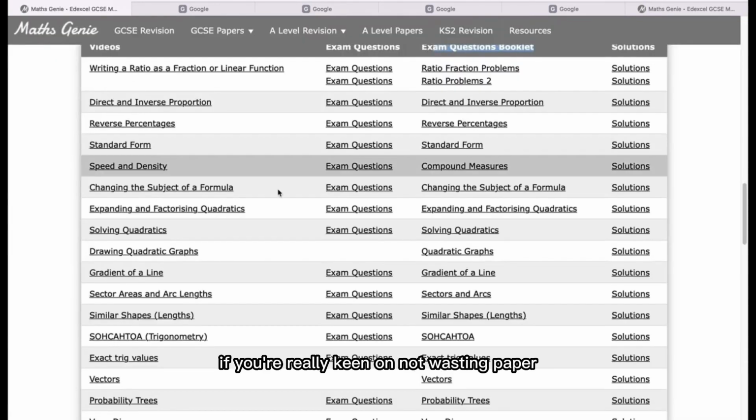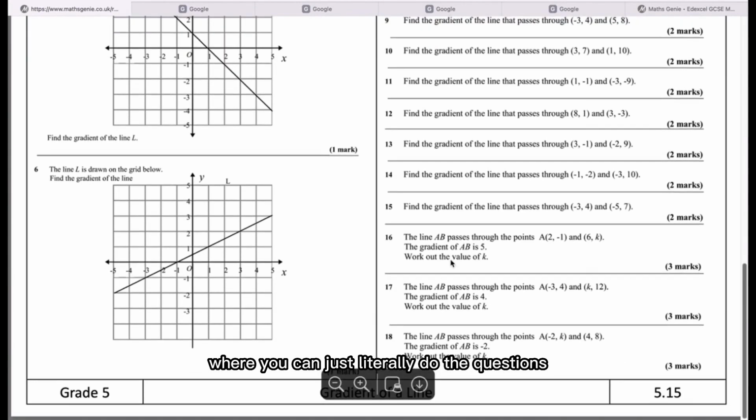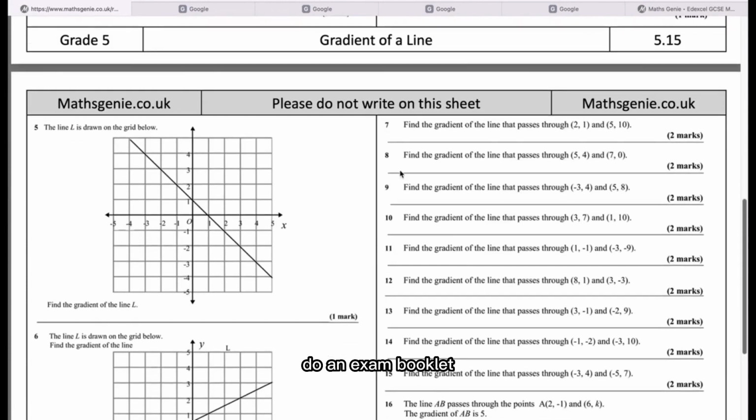But if you're really keen on not wasting paper, then you do have the exam questions like this, where you can just do the questions in your book. You don't have to do it on an exam booklet, but depending on your need, do you want to write on a piece of paper, or on the actual booklets that you can print? It's up to you guys.